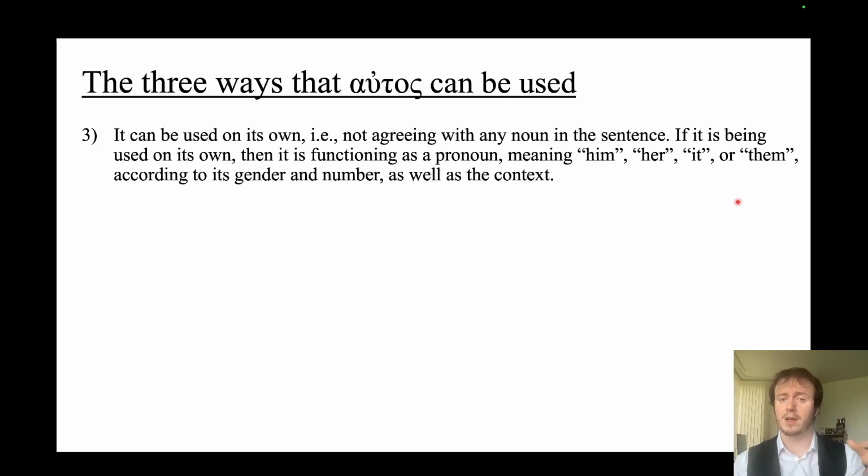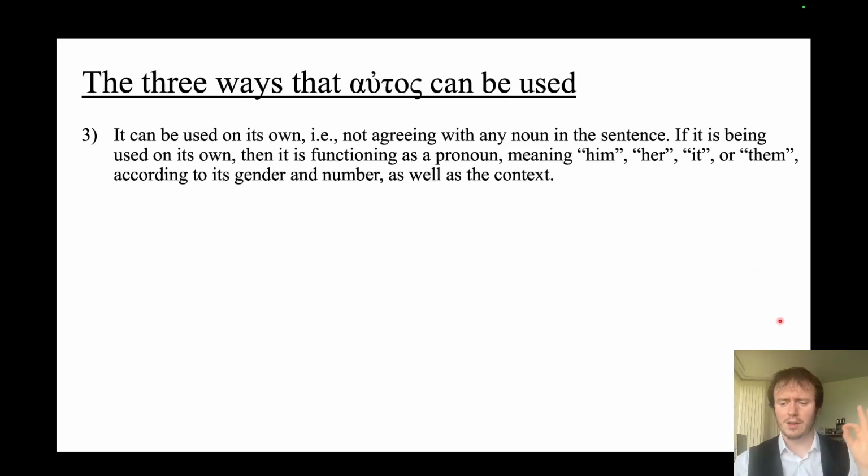It won't be used to mean he, she, it, or they. It will be used to mean him, her, it, or them. Or, if it's in the genitive, then it will be meaning of him, of her, of it, of them, which might be nicer to render as his, her, its, or their in English. Or if it's in the dative, it will be meaning to him, to her, to it, or to them. So, when αὐτος is used on its own as a pronoun, it won't be in the nominative.